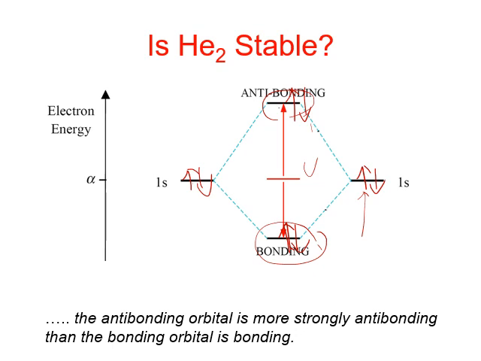The molecule becomes unstable. So the energy gain by filling electrons in the bonding orbital cancels the energy loss by filling electrons in the anti-bonding orbital. In fact, in the last slide, we showed that this energy loss due to the anti-bonding is greater than the energy gain due to the bonding, and therefore the whole molecule is unstable compared to the atoms, and therefore helium atoms do not form diatomic molecules.